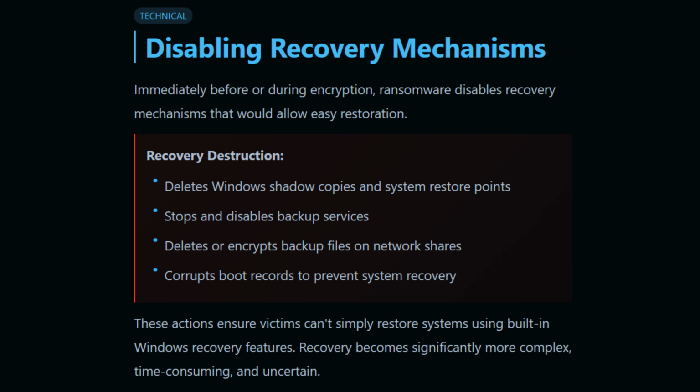Immediately before or during encryption, ransomware disables recovery mechanisms that would allow easy restoration. It deletes Windows shadow copies and system restore points. It stops and disables backup services. It deletes or encrypts backup files stored on network shares. It corrupts boot records to prevent system recovery. These actions ensure victims can't simply restore systems using built-in Windows recovery features. Recovery becomes significantly more complex, time-consuming, and uncertain.